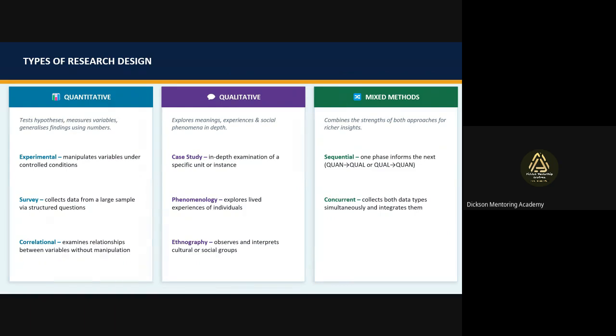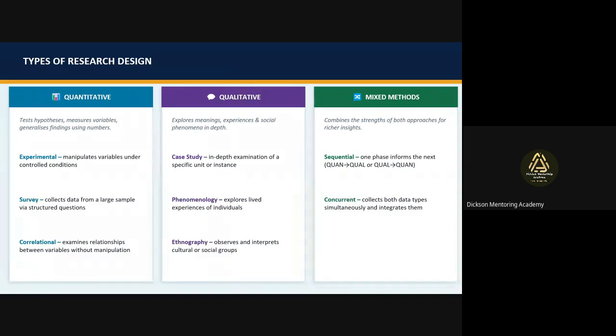We have the survey design, where you collect data from many participants using questionnaires. An example of this is, what is the relationship between X and Y? And you collect data from a large sample using structured questions.